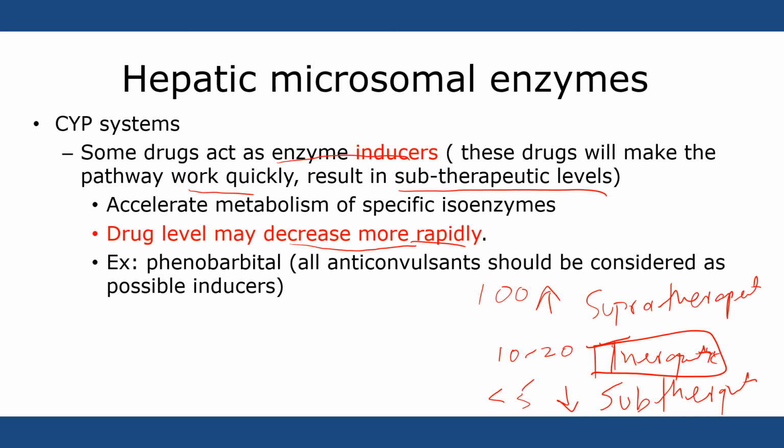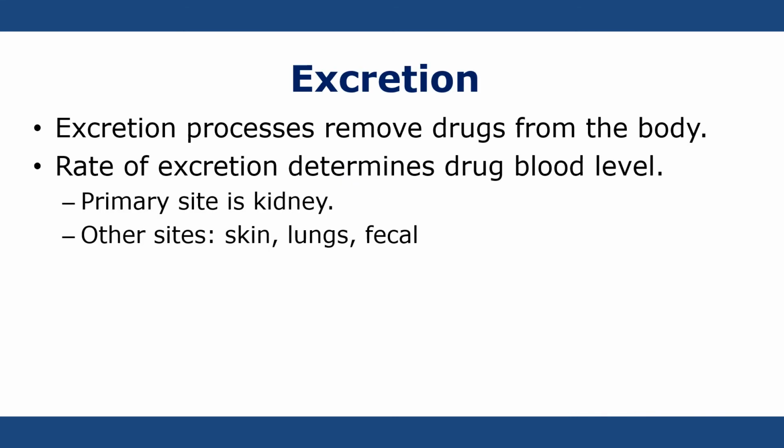Now, the rule of thumb is all anticonvulsants. I have phenobarbital here. Pretty much all anticonvulsants should be considered as possible inducers. So be very, very careful when you have a patient on phenobarbital or any other anticonvulsant medications, and sometimes we use them for bipolar reasons. So consider them as possible inducers. All right. Next, the last step of pharmacokinetics is excretion.